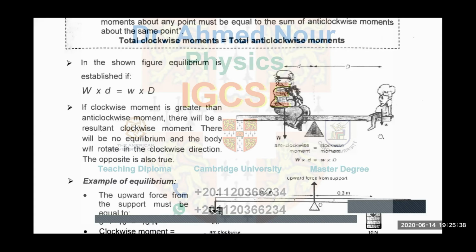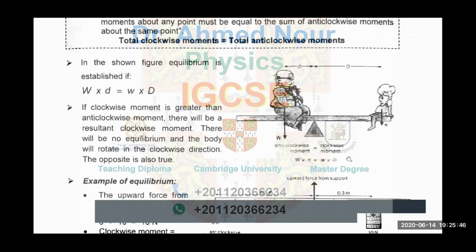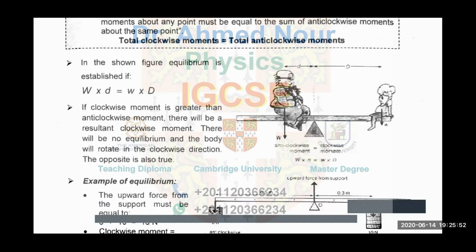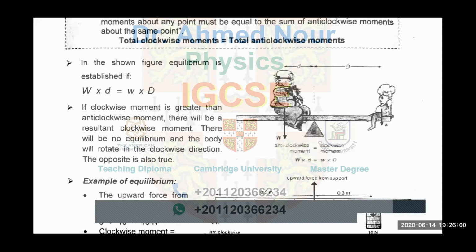The child makes a clockwise moment, and the big man makes an anti-clockwise moment. So the clockwise moment equals the anti-clockwise moment. That's why the big man, who has a heavy weight, and the child, who has a small weight, are in equilibrium.